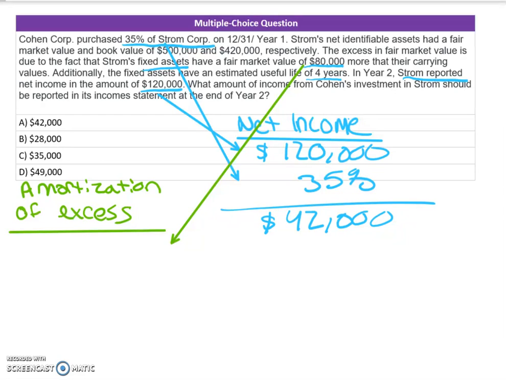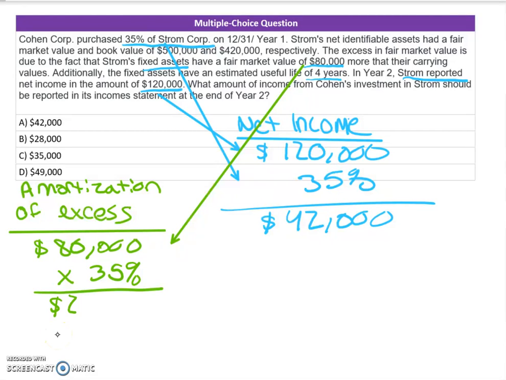So we're taking $80,000. And we're entitled to what percent of that? We're entitled to 35% of this amortization, right? So 80,000 times 35%, we're entitled to $28,000. Are we going to take that entire $28,000 in year one or year two in this case? And the answer is no.